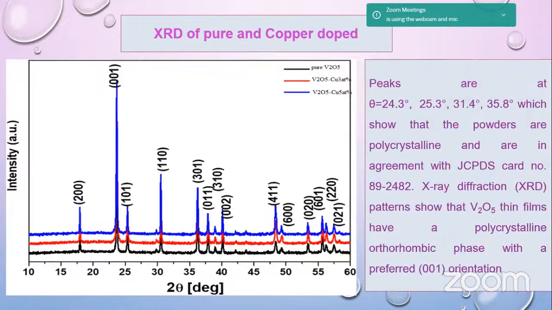So these are the XRD parameters which I have taken, and we could see that 001 is the highest peak, wherein we can see that the copper elemental doping has been perfectly absorbed by pure V2O5. We can see the peaks at 24.3 degrees, 25.3, 31.4, 35.8, and all these are in agreement with the JCPDS card number 892482. Therefore, these show that they are highly polycrystalline and have an orthorhombic phase with a preferred orientation of 001.